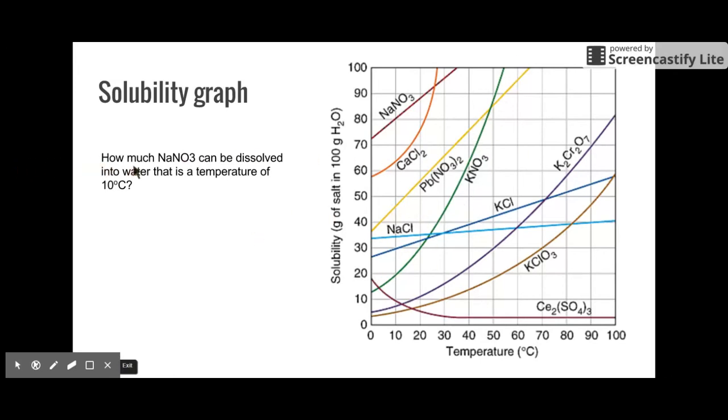So here it says how much NaNO3 can be dissolved in water that is at a temperature of 10 degrees Celsius. So what you're going to do is find 10 degrees. So here's 10 degrees, and you're going to go up to NaNO3. That's right here. So we're right here on this table. And then read off the y-axis. So how much NaNO3 can be dissolved in water? Well, 80 grams of NaNO3, 80 grams of this salt, can be dissolved in water perfectly at the temperature of 10 degrees.